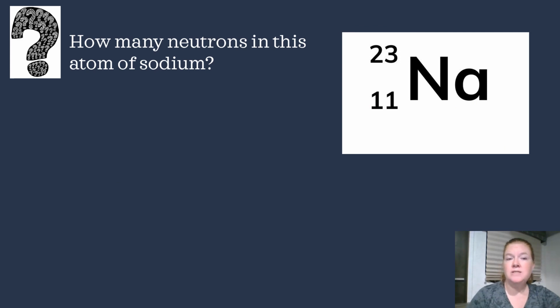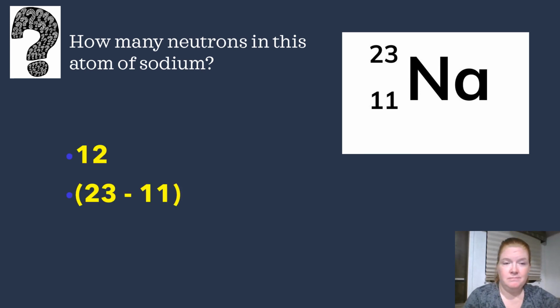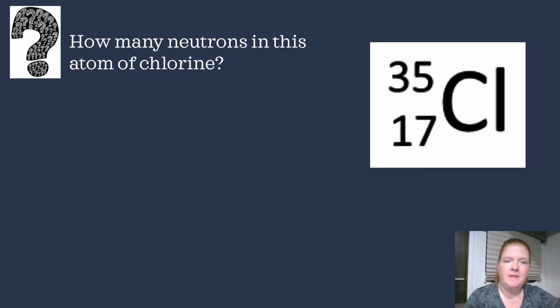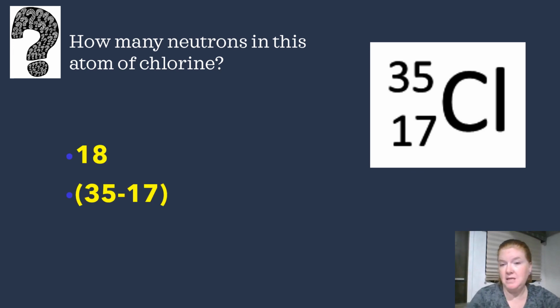How many neutrons in this atom of sodium? So this time I have the symbols. I have the mass number, 23, atomic number, 11. Look it up if you want to check. But it's 12. You do 23 minus 11. How many neutrons in this atom of chlorine? So again, I have the mass number, 35, atomic number, 17. How do I find neutrons? I subtract. It should be 18. 35 minus 17.